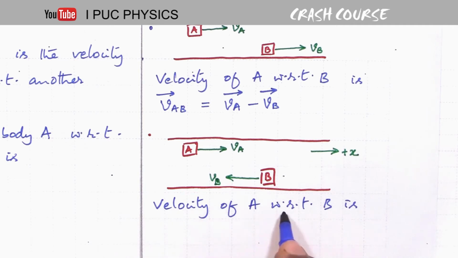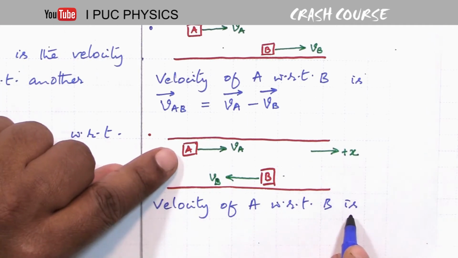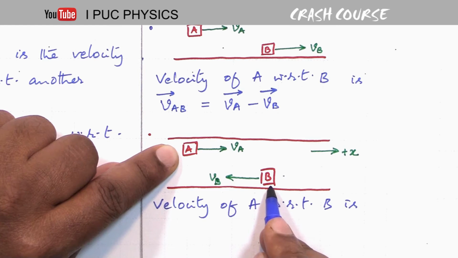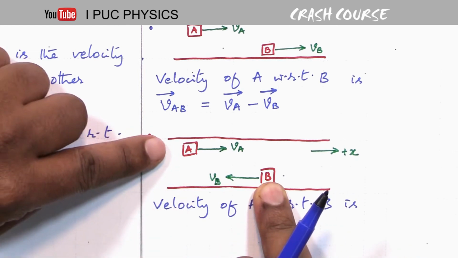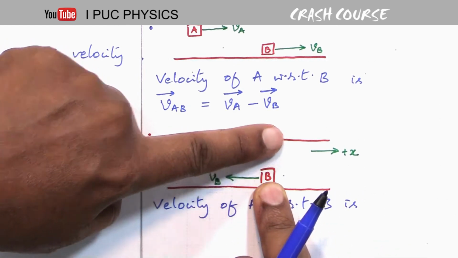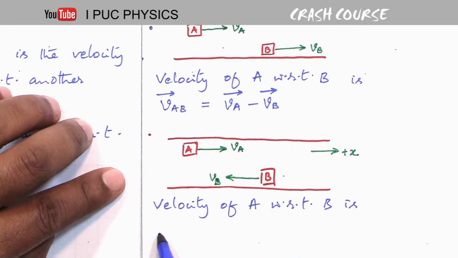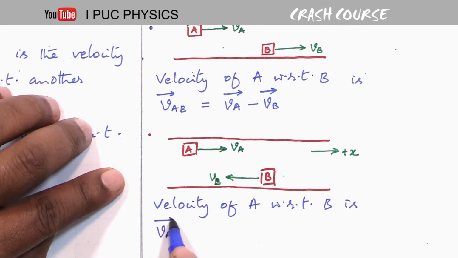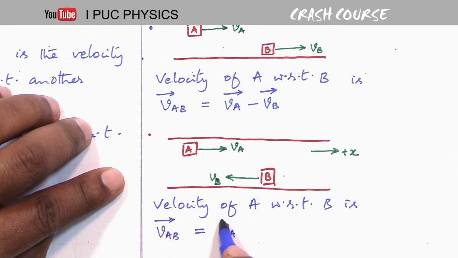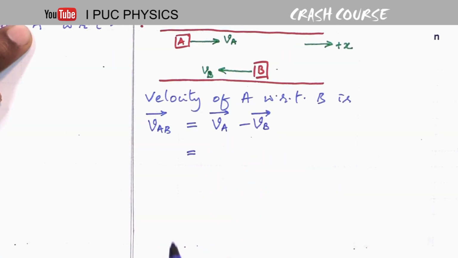Velocity of A with respect to B. A with respect to B means we are in B, and A is going, and it is represented by VAB, no issues. It is defined as VA minus VB. Okay, VA minus VB.